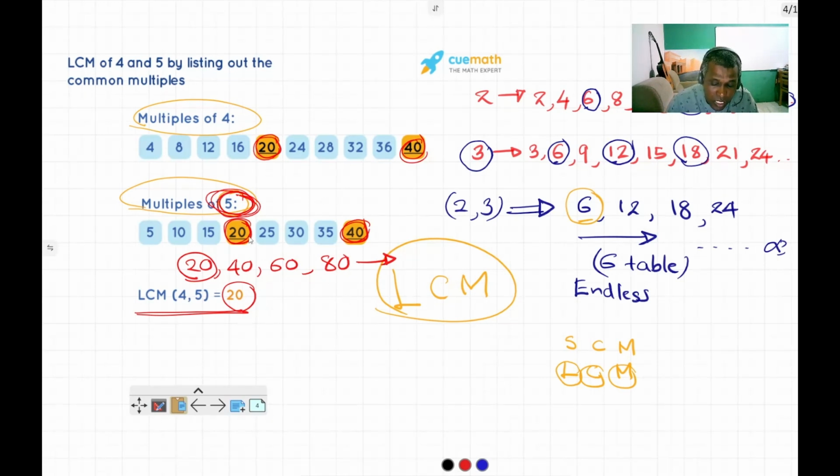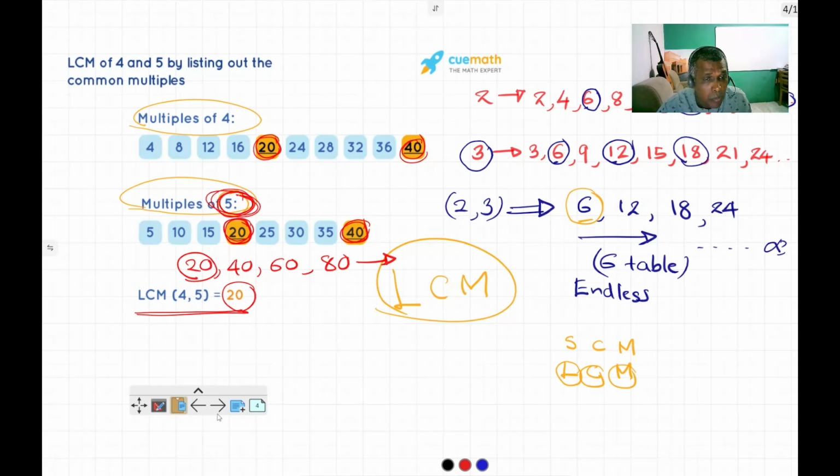The first one is called LCM. Why? It is the least value. We don't have a last or biggest value. It's going to be infinite. So the least value is there. That is called LCM. That is how we can mark the LCM.